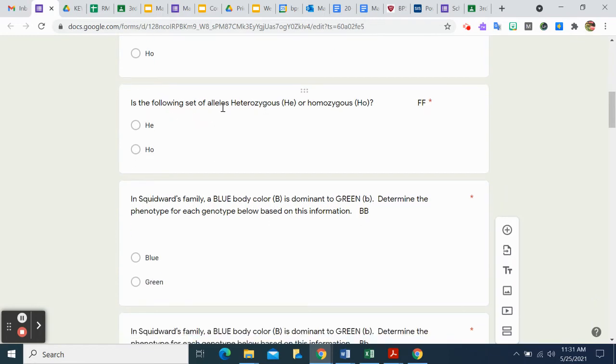Is the following set of alleles heterozygous or homozygous? H-E, H-O. Here you're looking at a capital F and another capital F. Is it H-E or H-O?